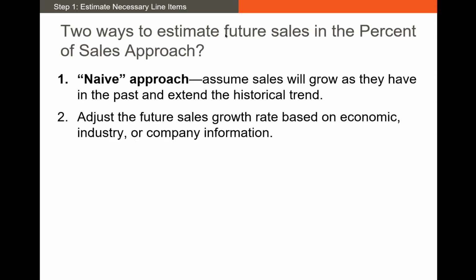Okay, so how do we actually estimate future sales in the percent of sales method? Well, we could take the naive approach and assume that sales are going to continue to grow the way they have in the past. So if sales growth has been 5% forever, we just assume that future sales growth is also going to be 5% forever. The better method is going to be the second one, though. Adjust the future sales growth based on the information that you collect. This is why we do fundamental analysis, to try and more accurately estimate sales growth in the future. If you're an analyst, number two is the way you would want to do this.